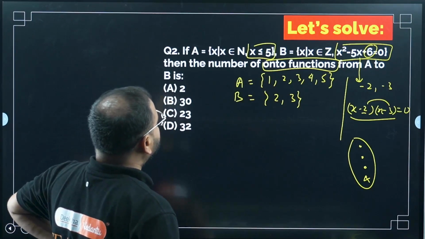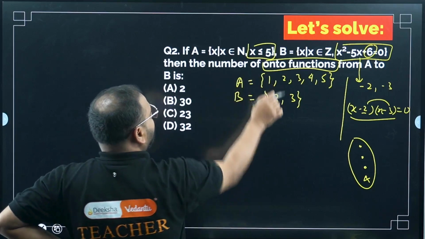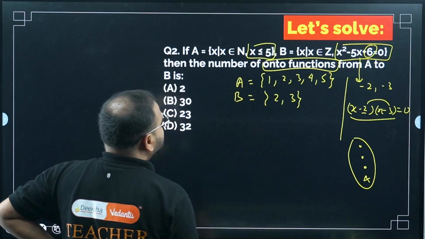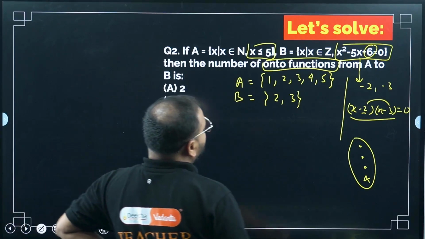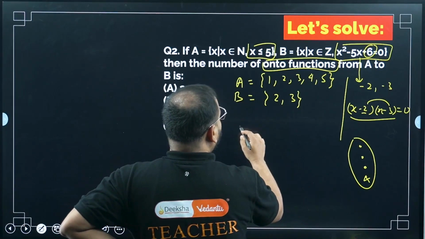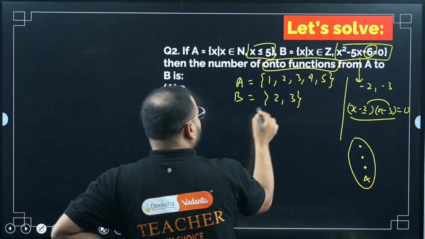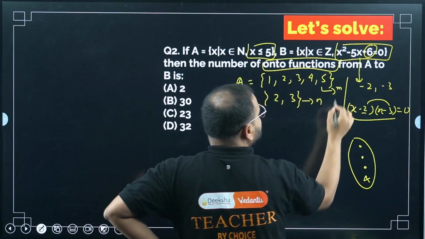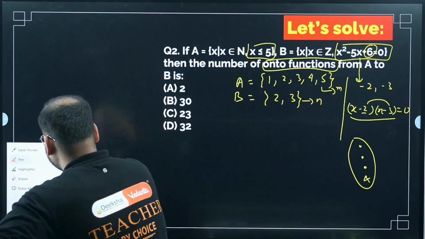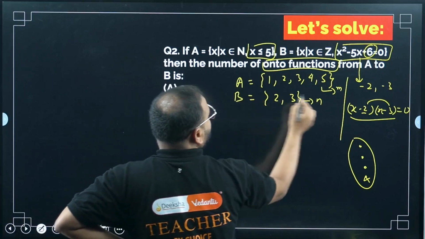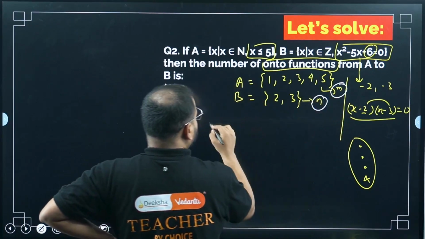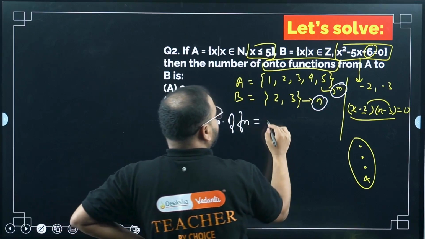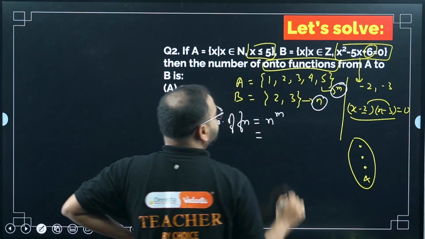So if I am going with that, then what do we have to find out? The number of onto functions. So what is the total number of functions in this case? It will be 2 power 5, correct? How 2 power 5? Check, if this is my n and this is my m, I hope you know this. For this I write m, for this I write n. So the number of functions will be n to the power m, right?